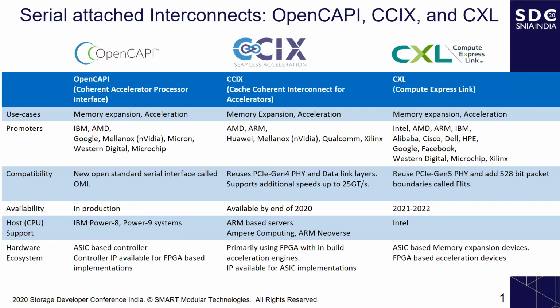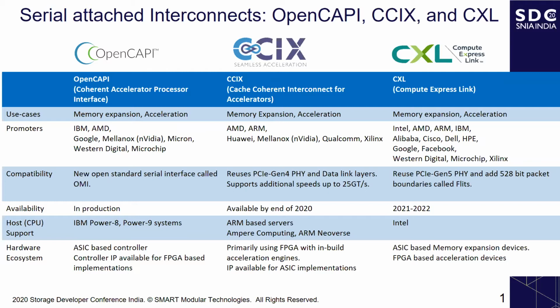CCIX is another memory expansion and acceleration interconnect, which is riding over the PCI Gen 4 standard. It uses the same PHY and data link layers of PCI Gen 4, but creates its own transport protocol or transport layer. The promoters are AMD, ARM, Mellanox, Huawei, all the big names. It is available as of today and will be productized somewhere towards the end of this year or maybe 2021. There are some ARM-based systems which support CCIX, which are available today, but the entire hardware ecosystem is still in incubation and is implemented using FPGAs.